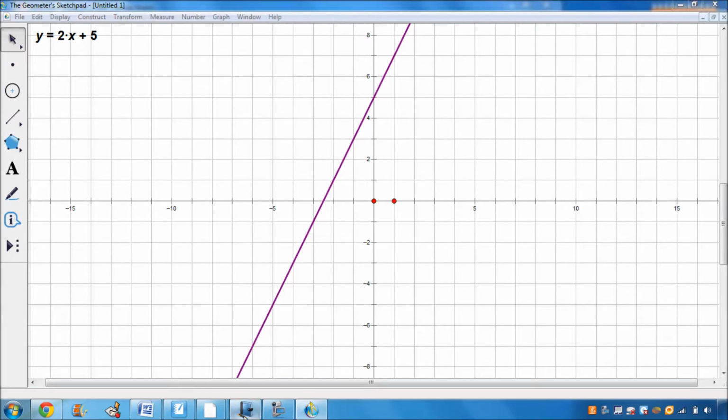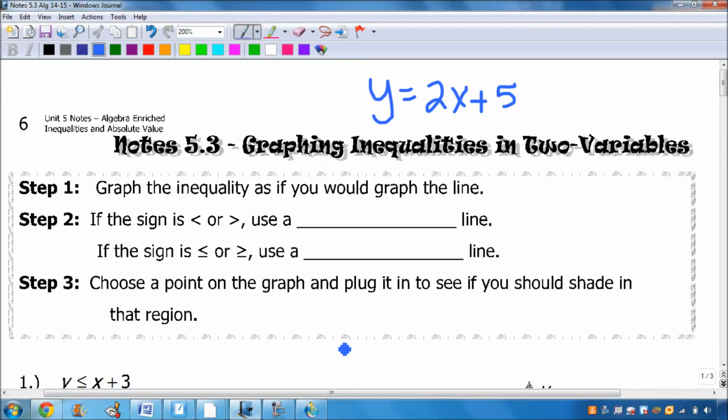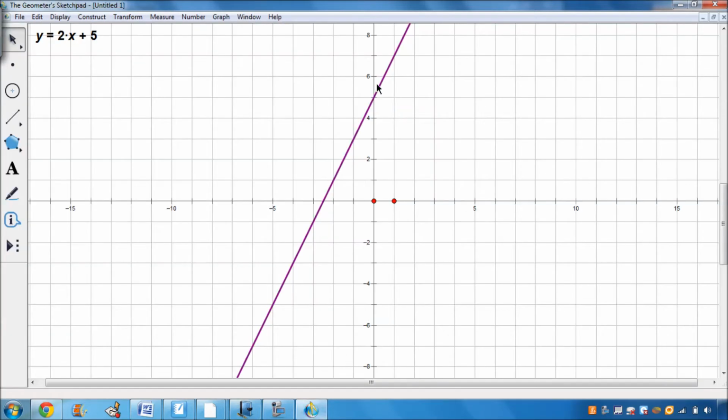Now we're going to talk about what happens if you have inequalities, because not only can y equal 2x plus 5, but y, for example, could be greater than or equal to 2x plus 5. So that means that anything on this line would work, and anything above this line would also work. So how do we deal with that?